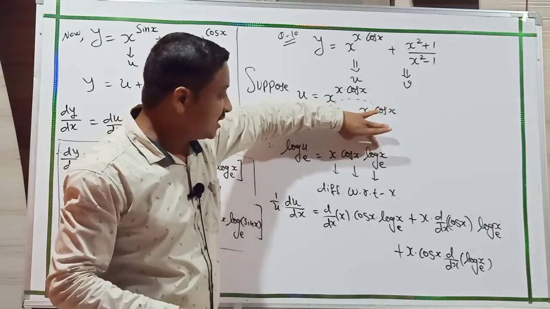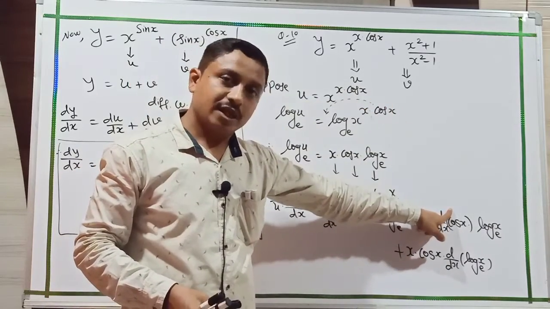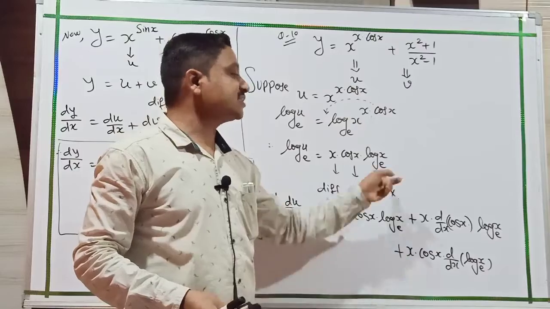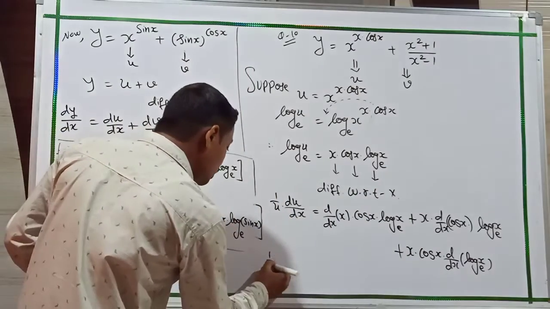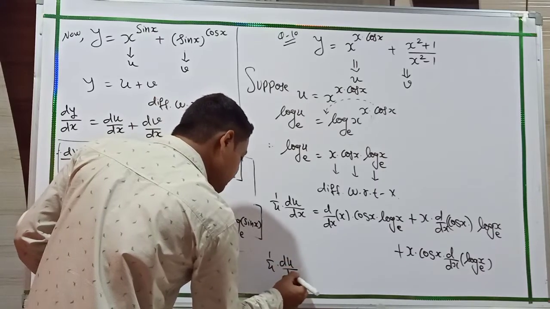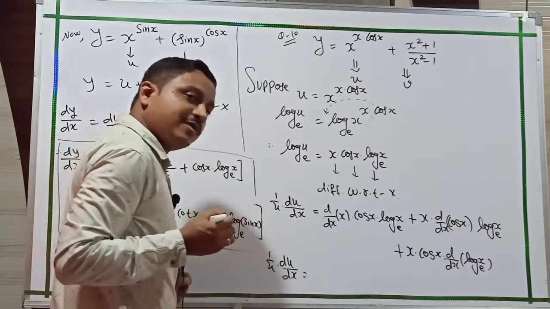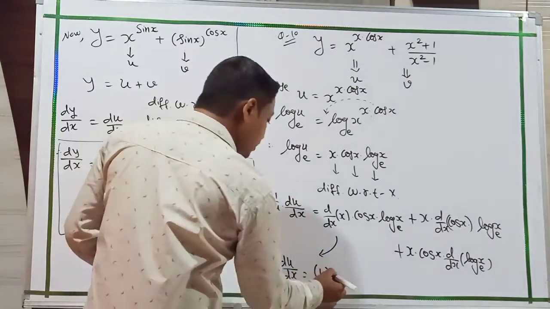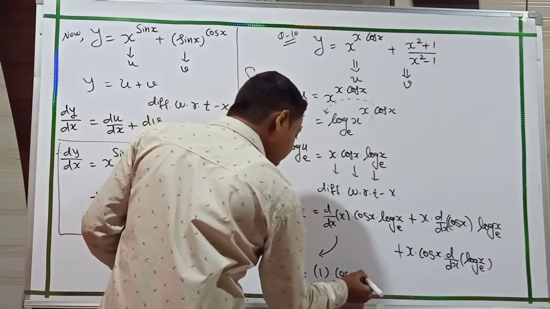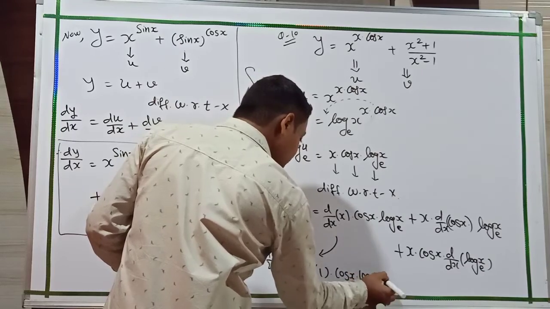Now the first and third as they are, the second derivative. And the first and second as they are, the third derivative. So what do you get? 1 by u du by dx. And here x with respect to x, the derivative is known. It is only 1. The other stays the same: cos x into log x plus.